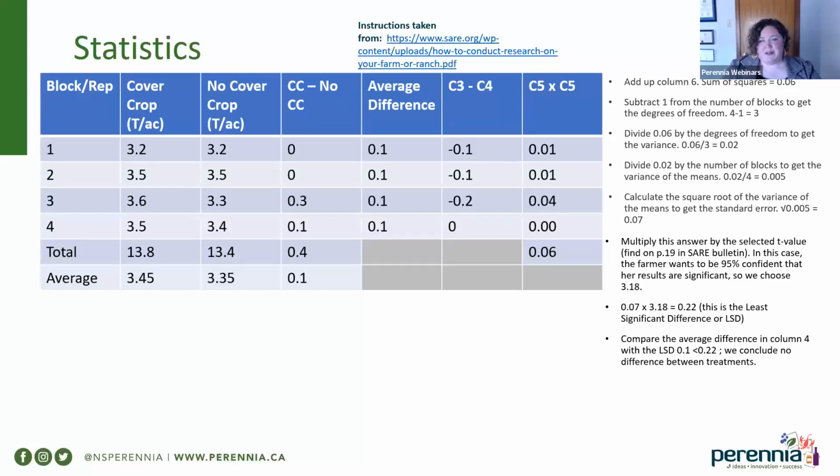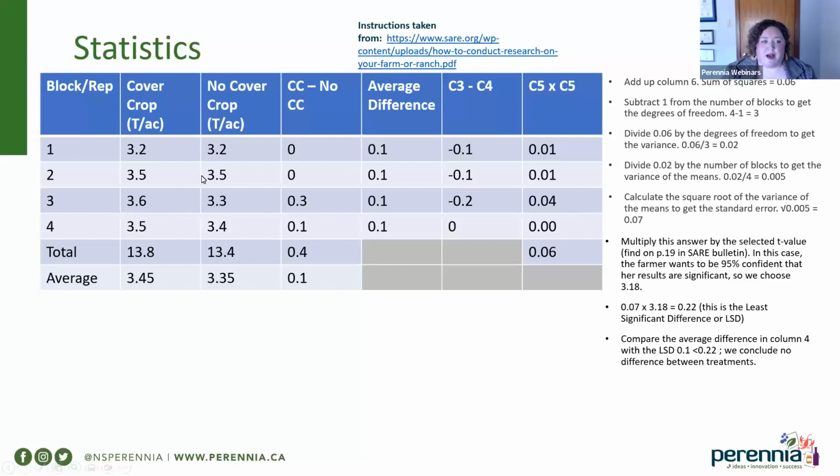So I'm going to run through this quickly. Bear with me, but we are going to post the link to a really good publication on how to conduct research on your farm or ranch that has the instructions for this method of calculating statistics. So this table takes my data, and this is the template that I am using from that publication. It just lays everything out so that I'm going to be able to get all of the numbers that I need in order to perform my statistics.